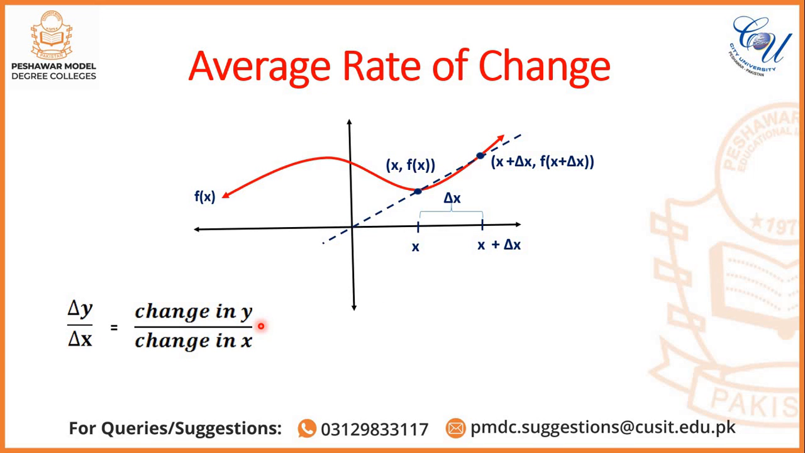Now we will use this strategy as change in y upon change in x. Now change in y is f of x plus delta x from f of x. So it will be the difference from final to initial point, that will be f of x plus delta x minus f of x divided by change in x, that will be x plus delta x minus x. So average rate of change will become delta y divided by delta x is equal to f of x plus delta x minus f of x whole divided by delta x. This is the formula for average rate of change. And average rate of change is basically the slope of the secant line.